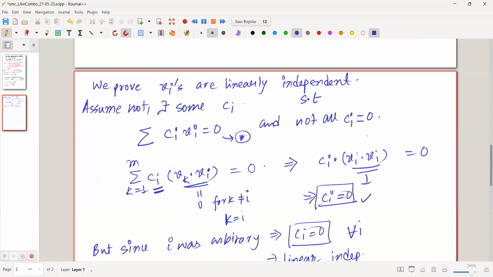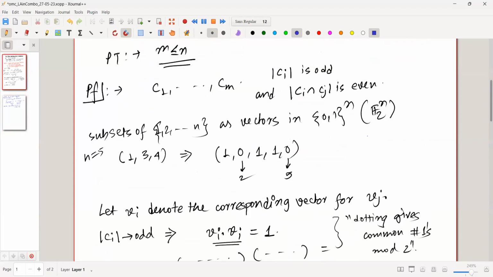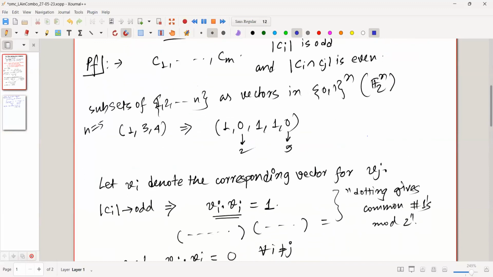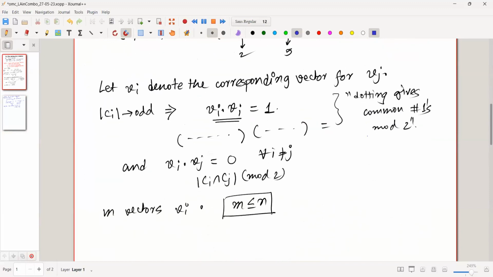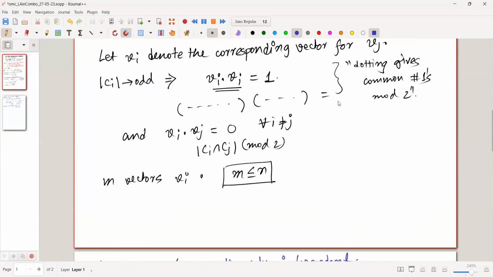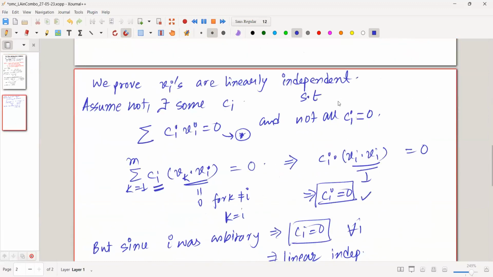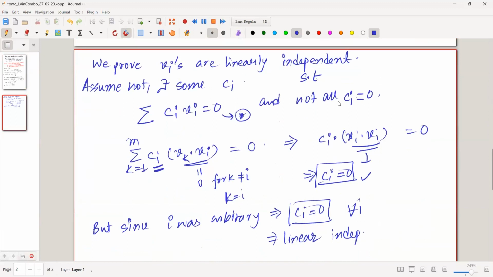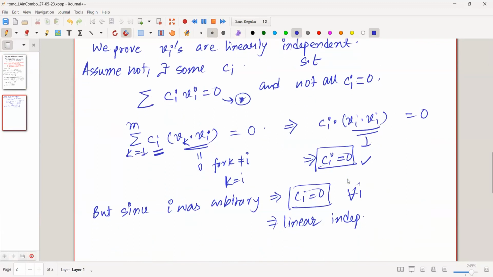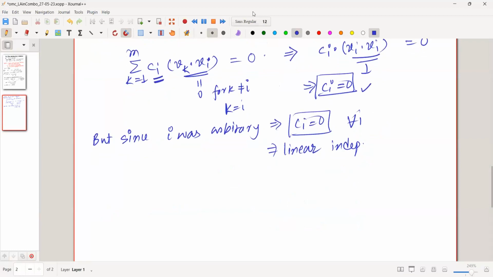So any questions with this proof? What we did was interpret the subsets as elements in F_2^n. We realized that the dot product with itself is always 1, and the dot product with anything else is always 0. Now we claimed something stronger, that the Vi's are actually linearly independent. If not, you would find some linear combination summing to 0, and then you dot it with some vector Vi one at a time, and you'd get that the individual constant Ci is equal to 0. Since i was arbitrary, you conclude that this is linearly independent.